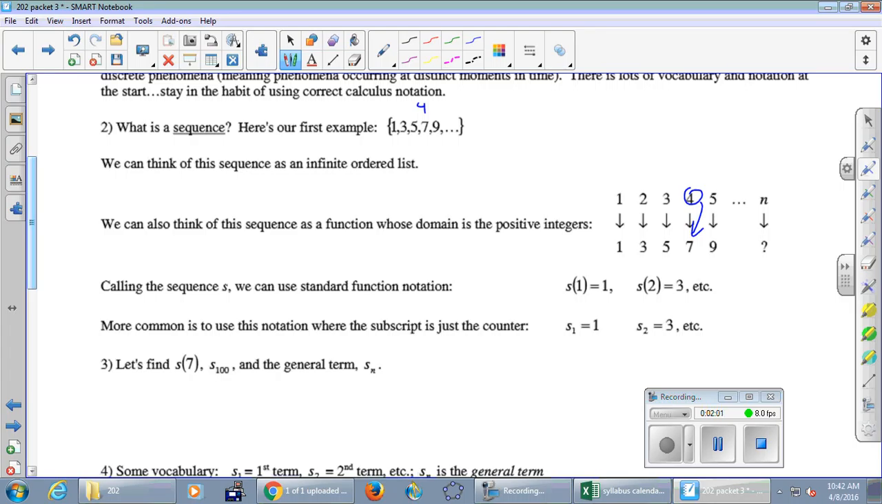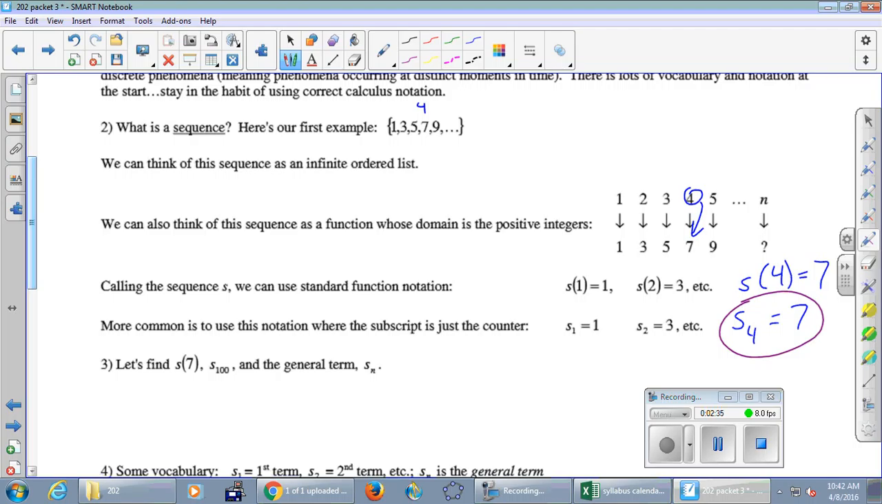And you could also use function notation. For example, we could say s of 4 equals 7. S is just our generic function name for this particular sequence, S for sequence. This just says the 4th term in the list is 7, all right? More common than the function notation way is the subscript notation way. So this is the kind of thing that we are going to be writing lots of. S sub 4 equals 7 means the 4th term in our sequence is 7. Fair?